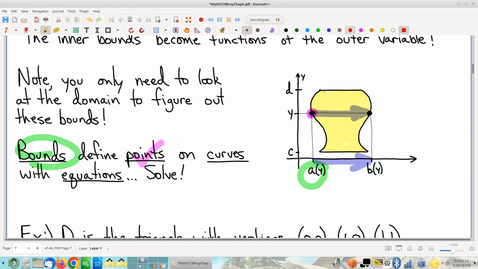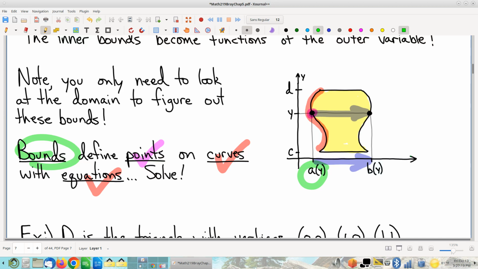That point is going to be on a particular curve. That curve, of course, will have an equation. Right? So this is the sequence. Whichever bound you're interested in corresponds to a point which is on a curve which has an equation. And all you have to do, keep in mind what we're interested in.